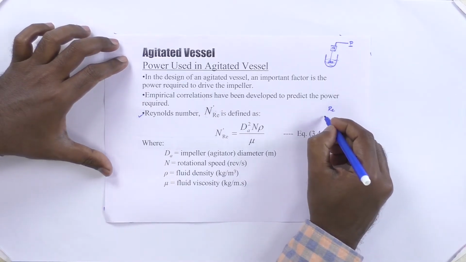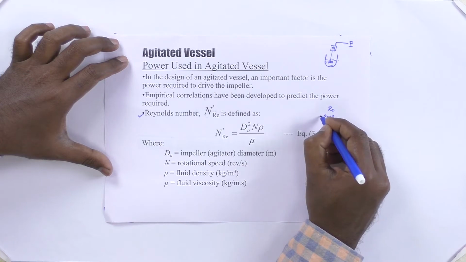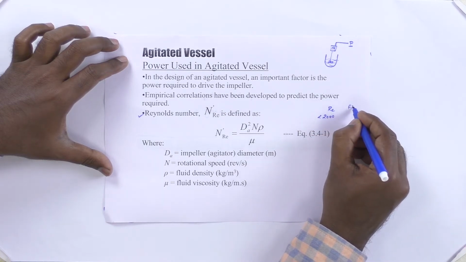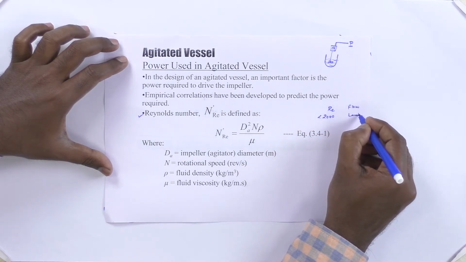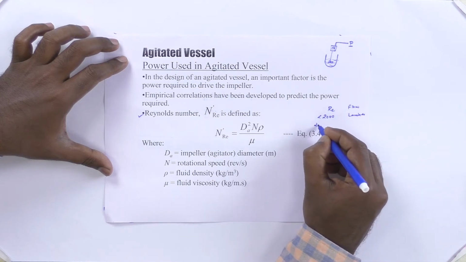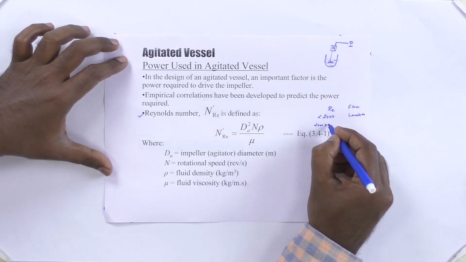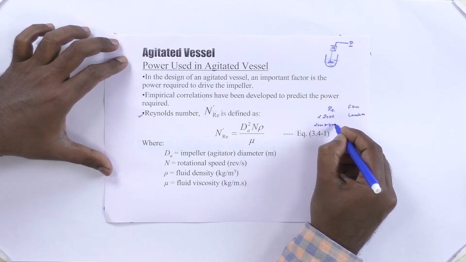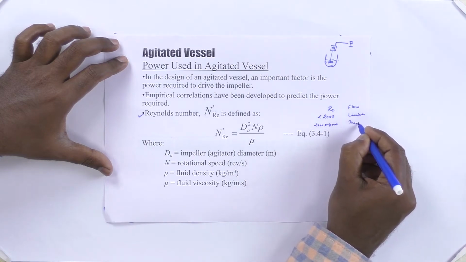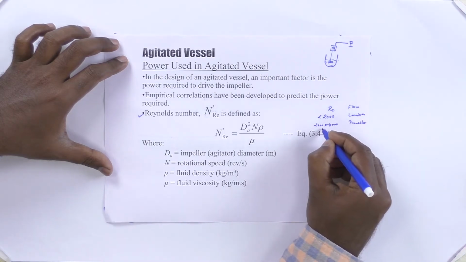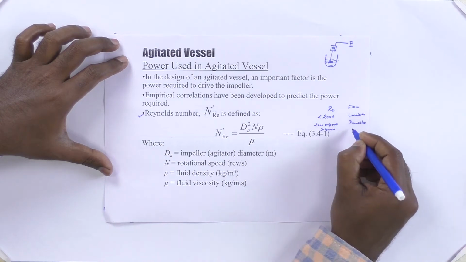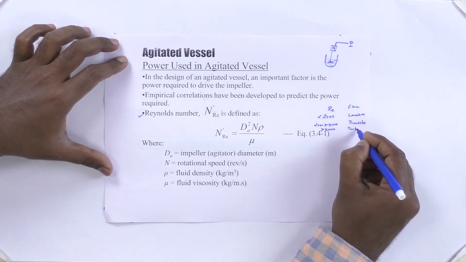So for Reynolds number less than 2000, flow is laminar; 2000 to 4000, it is transitional; greater than 4000, it is turbulent.